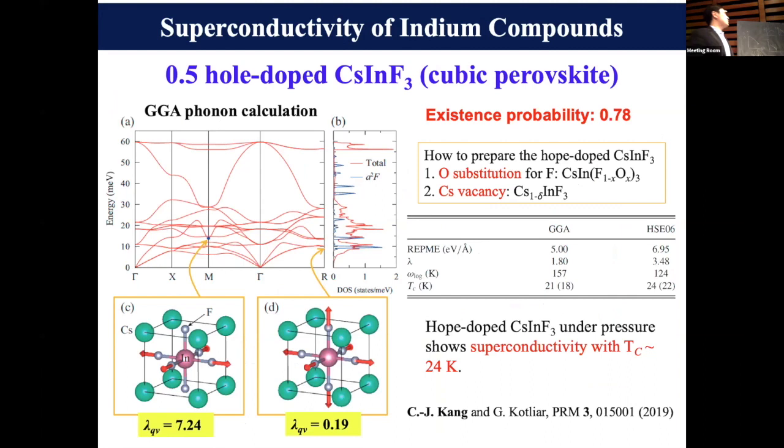Okay, we also found a stable indium compound that shows superconductivity. It is the hole-doped cesium indium fluoride. The estimated existence probability is 0.78. It is quite sizable. And the computed superconducting transition temperature is about 24 Kelvin. So this result encouraged the pursuit of experimental synthesis.